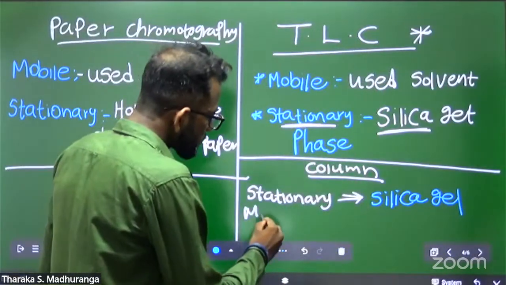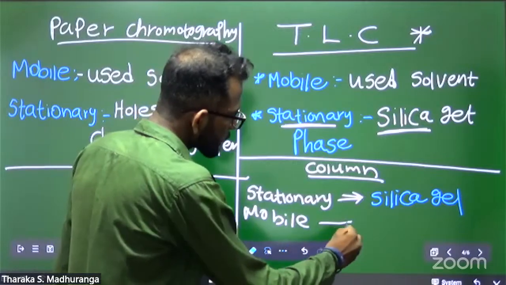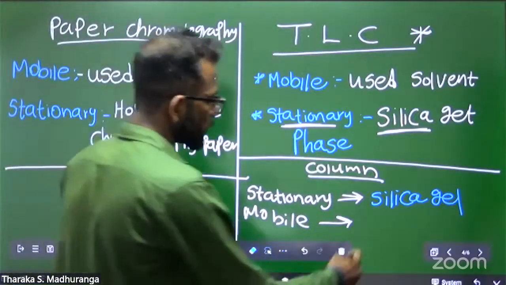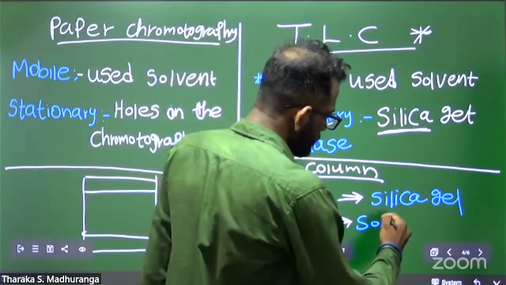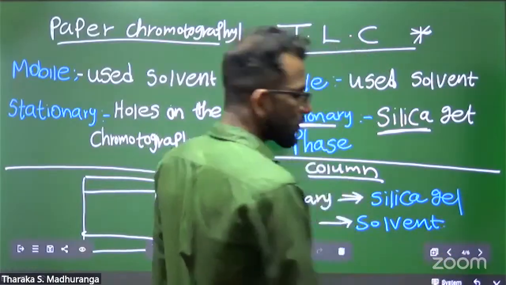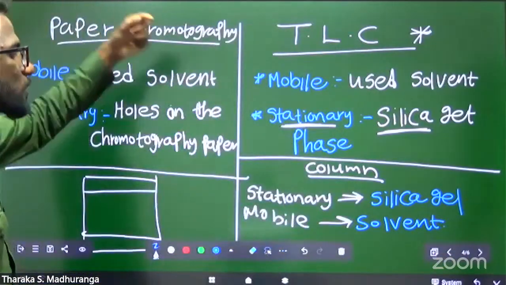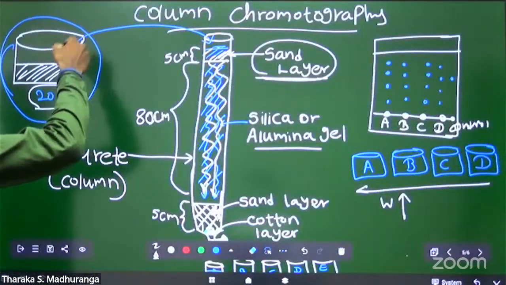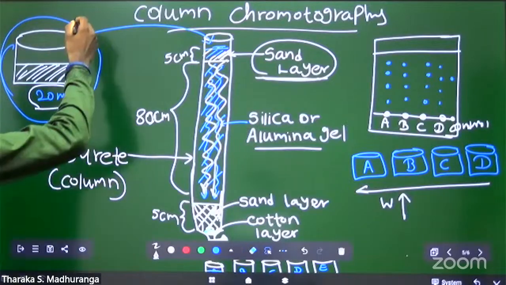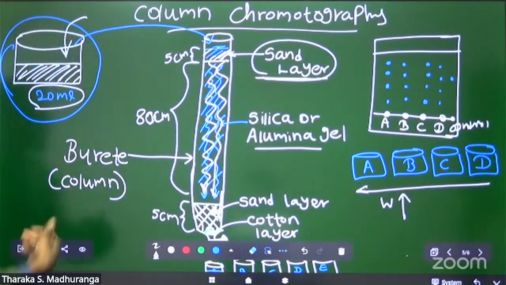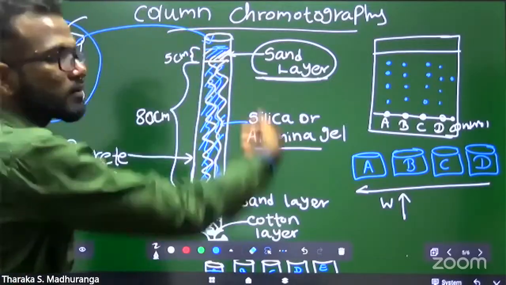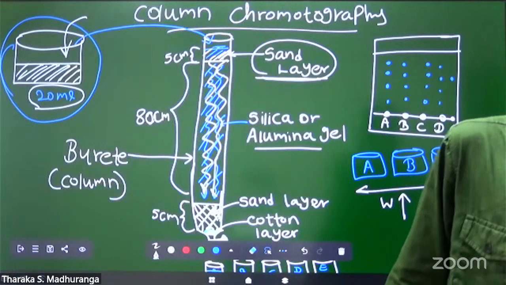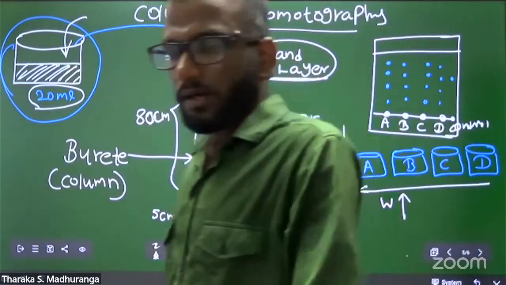The mobile phase, again solvent, very good. Solvent. Solvent we add to the crude product. I told you, if it is not a solution, we need to add a solvent here and mix it. This solvent is the mobile phase. Mobile phase is this solvent. Okay.